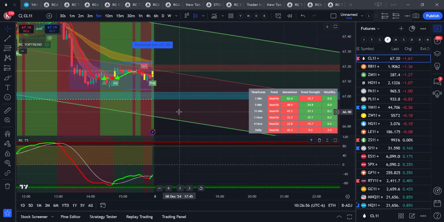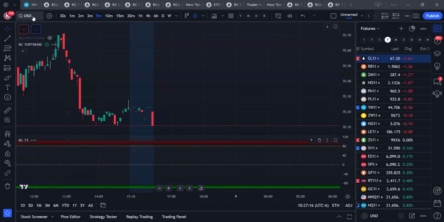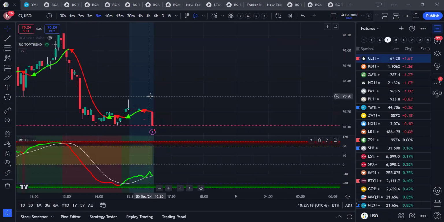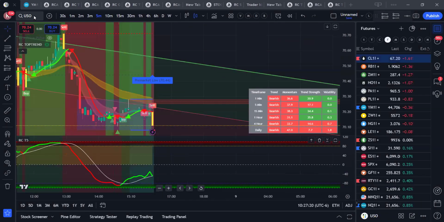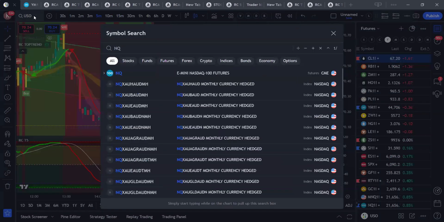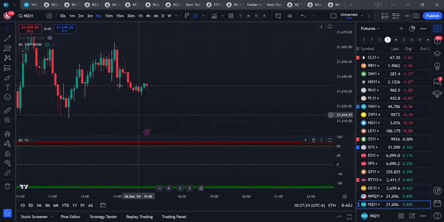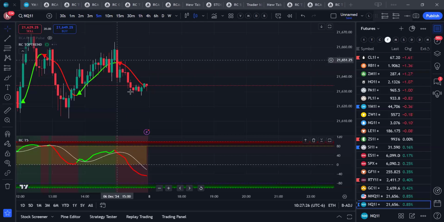So when you got a sell signal on crude oil, it may go a little bit up, and right now there is a buy, right? So it may go a little bit up, you may get a sell signal. Now you can also take the puts on USO, which is the corresponding ETF for crude oil, or let us say NQ, right? You got a sell.